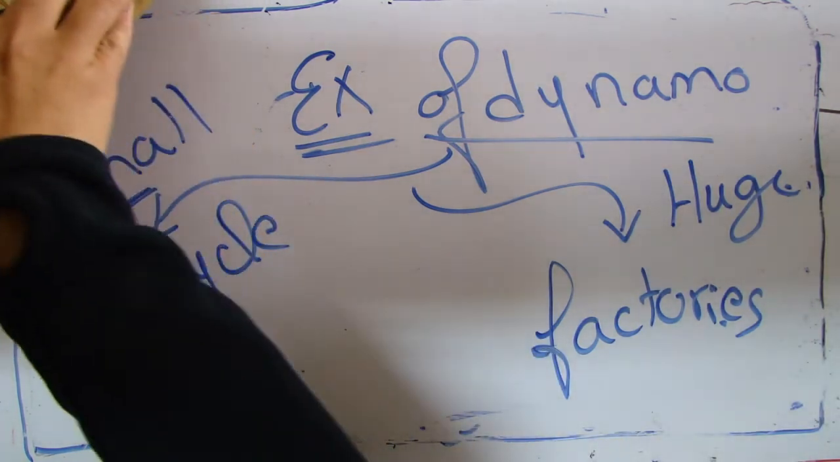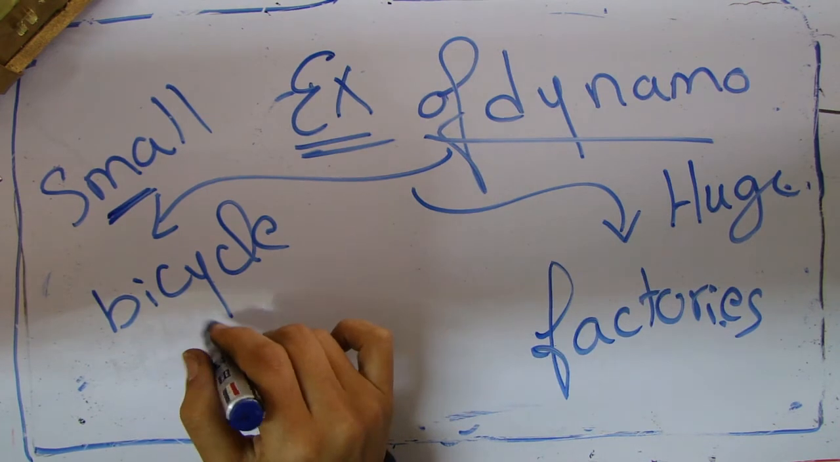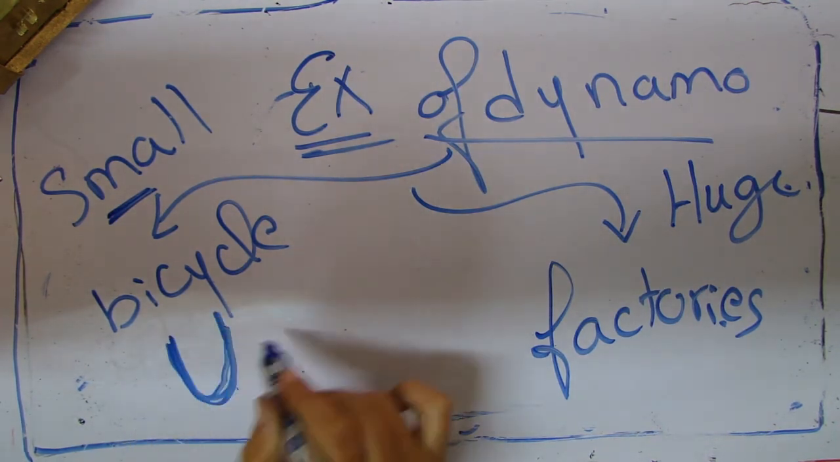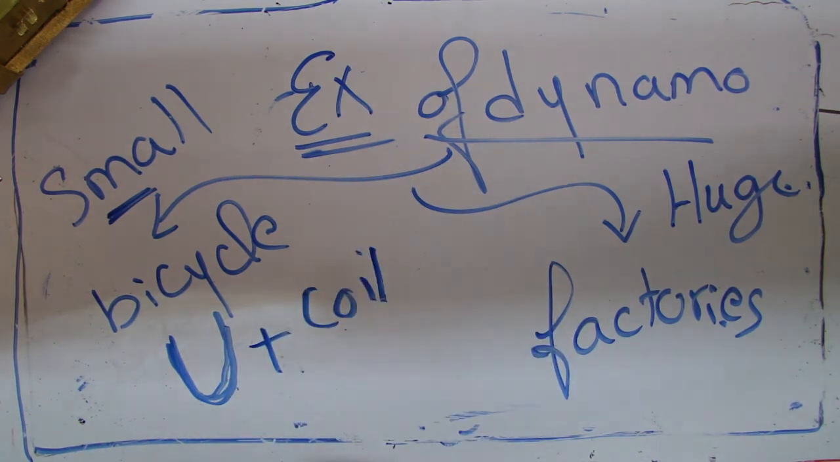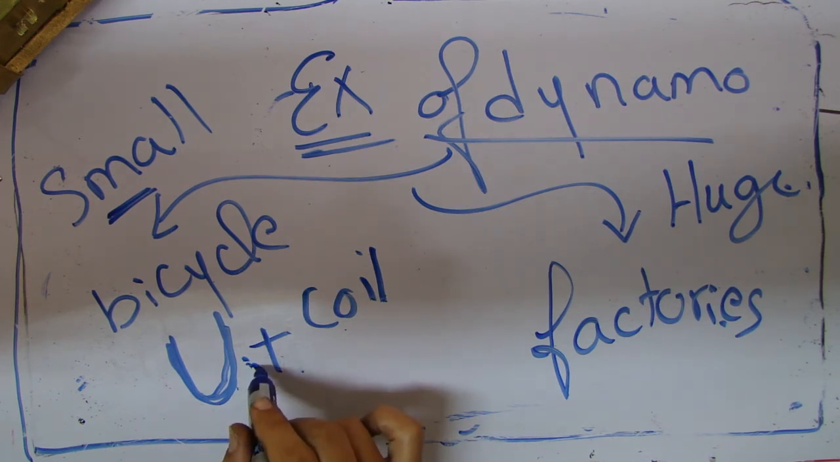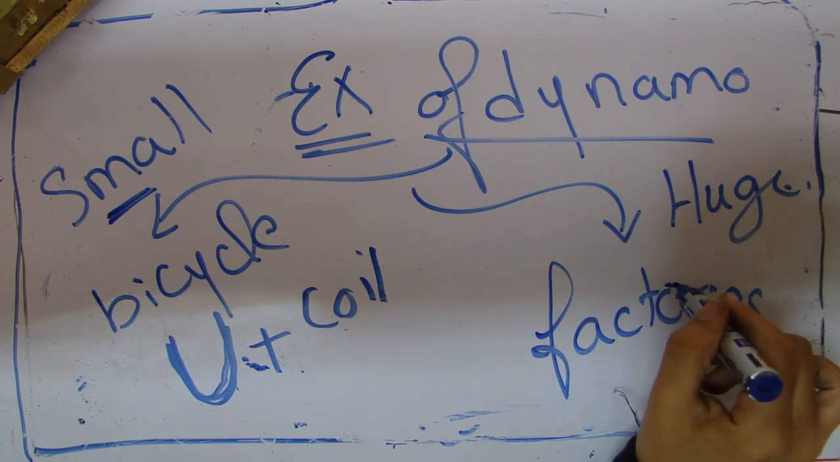The small dynamo consists of a small cylinder with a U shape, connected to the coil. By moving the bicycle tire, the small cylinder turns and the magnet moves, so the electric current is produced in the coil. But the huge dynamo is used to produce a huge amount of electricity, lighting cities and the factories.